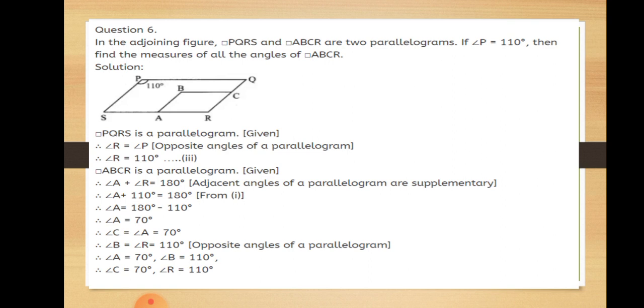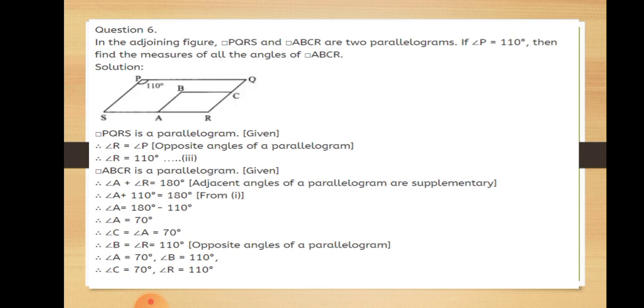Got it? Now again this one is the smaller parallelogram. Here all the sides are parallel as well as the opposite sides congruent, right? So here we are taking angle A congruent with angle C, and hence what is the measurement of angle C? That is equal to 70 degrees. And same thing about angle B and angle R. They are also opposite angles of a parallelogram, and hence here it is also equal to 110.